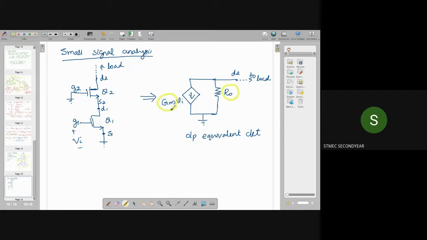Okay, gm value. In order to determine gm, what we are doing is we are connecting this drain terminal to ground. Okay, so when we are connecting this drain terminal to ground, or we can say in the equivalent circuit, if you are connecting this drain terminal to ground, then what will happen?